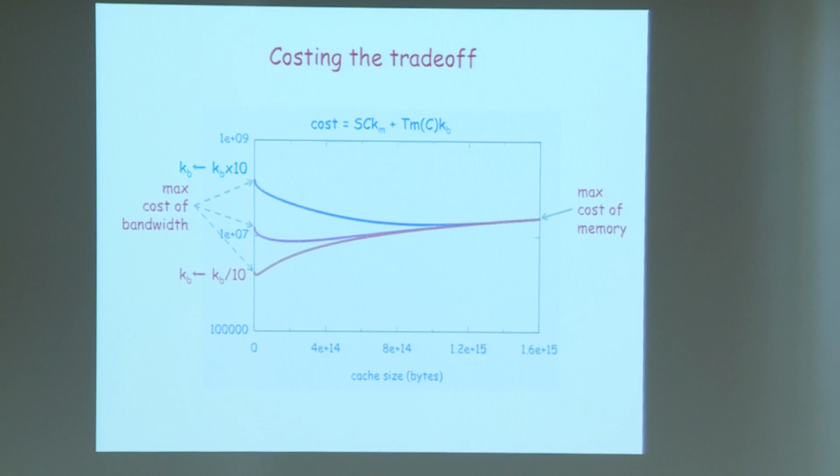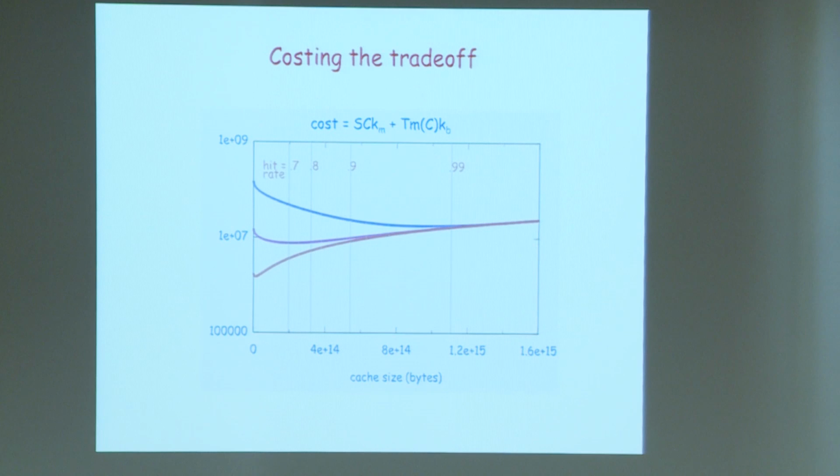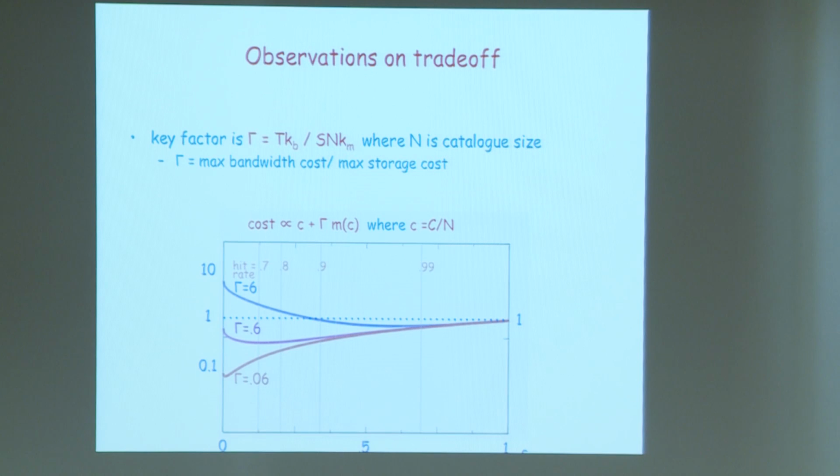If the cost ratio is such that you're on this blue curve, put in a big cache. And I've got some figures here for the hit rate. Typically you'd want to put in a cache which is very close to the catalog size, and you get a hit rate which is more than 95%. If, on the other hand, you've got a parameter down here, then don't do any caching, or very little caching. It's hardly worth it.